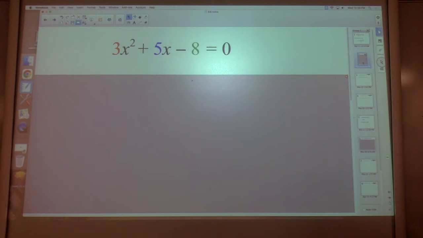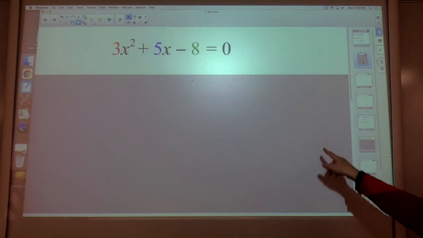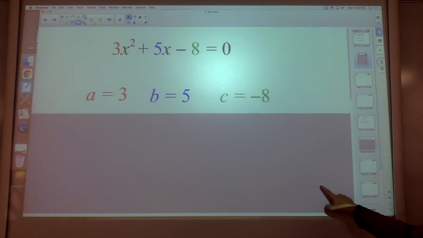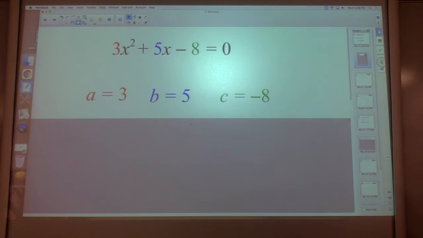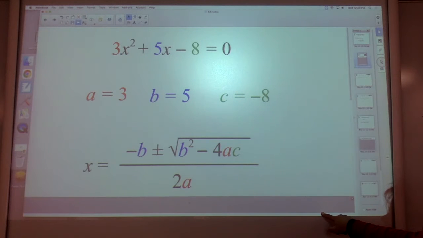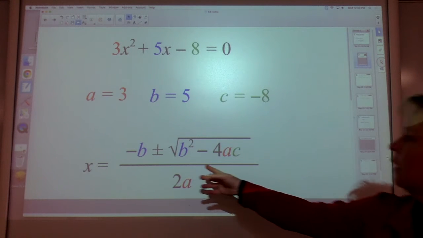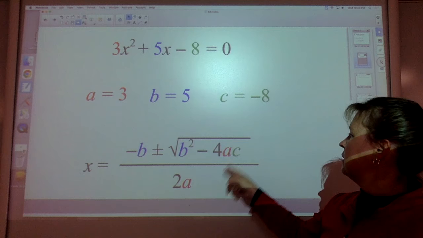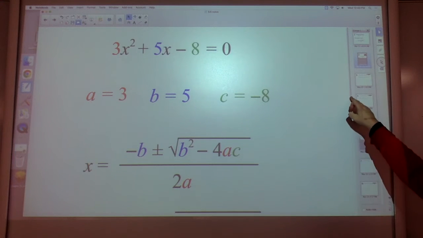So 3x squared plus 5x minus 8 equals 0. If you can see that, I color coordinated that for you. We do need to know, like we did for vertex and axis of symmetry, what's a, what's b, and what's c. In this case, a is 3, b is 5, c is negative 8. From there, we have to put in the b's, the a's, and the c's, and do a little calculating.